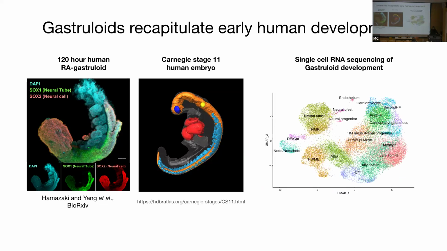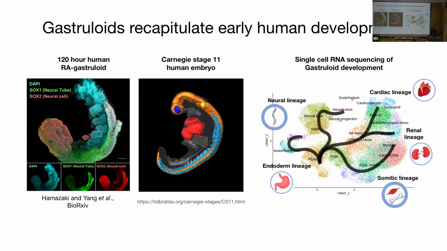And when we do single cell RNA sequencing on it, which is a method for getting the gene expression in an individual cell and then plotting them based on this gene expression, we can see distinct cell types that will give rise to cells later on in human development.